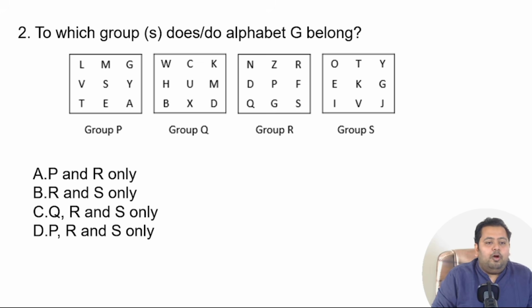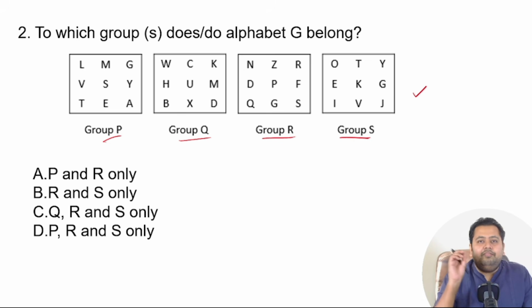To which group or groups does alphabet G belong? So there are 4 groups that you can see, group P, Q, R and S given in the image here. You have to find out G. So in which of these groups G actually appears, right? So again, I have a timer of 3 seconds, solve it, we meet the other side.